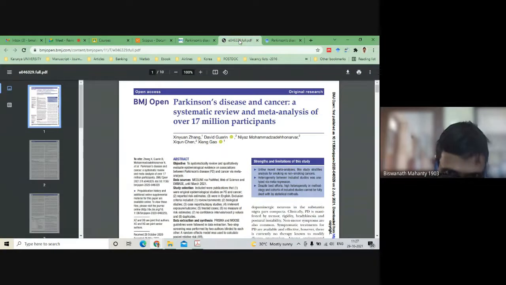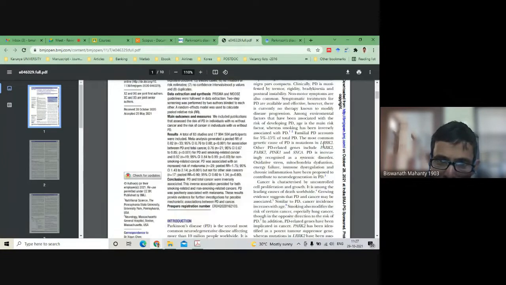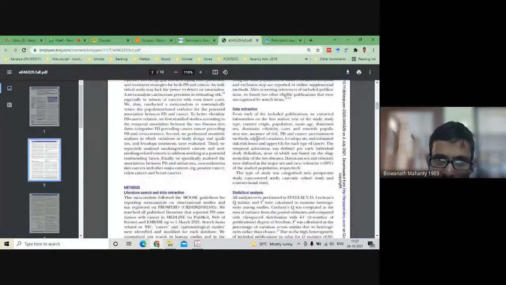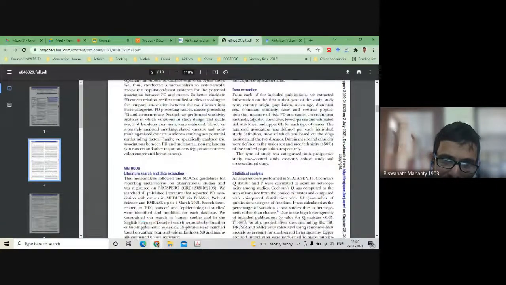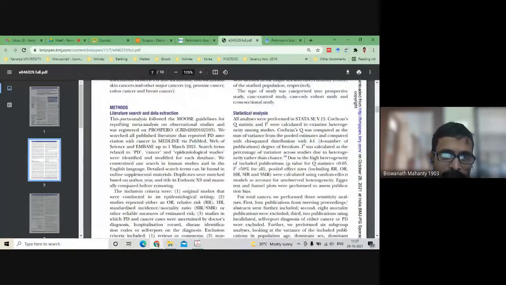This is a systematic review, and they should also have this. Systematic review means you need to tell what steps you are following to include the paper. They will also show you. They are talking about how they made a literature search. You see how they are doing it. The meta-analysis followed the MOOSE guideline. Okay, these guidelines I'll be talking about later on.